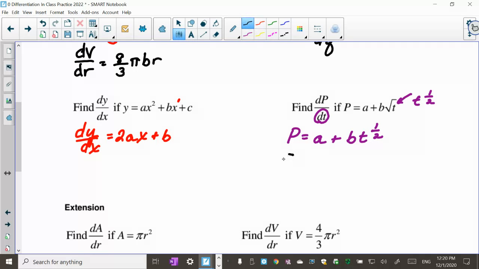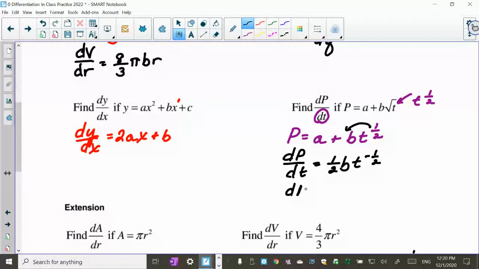Now I can go ahead and do dp dt. So the derivative of a, our constant, is 0. Then I'm going to do the derivative here. So it's going to be a half of b, t to the negative 1/2. So remember, you're subtracting 1.